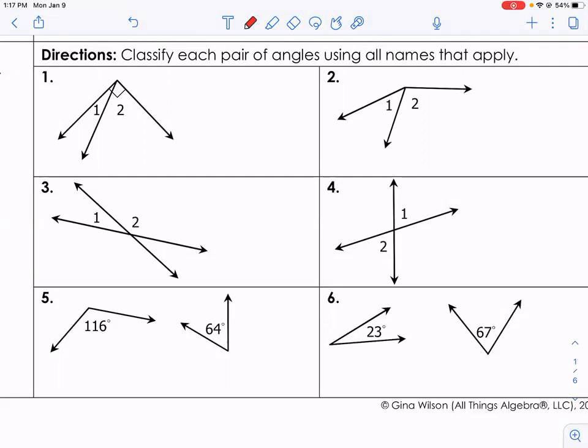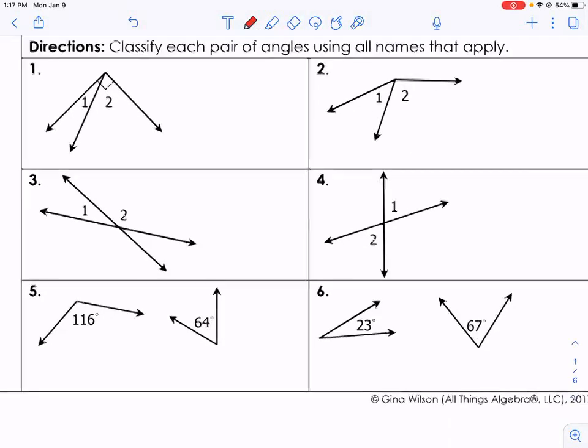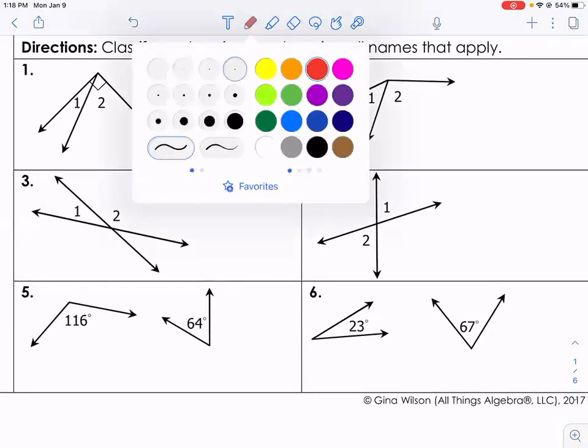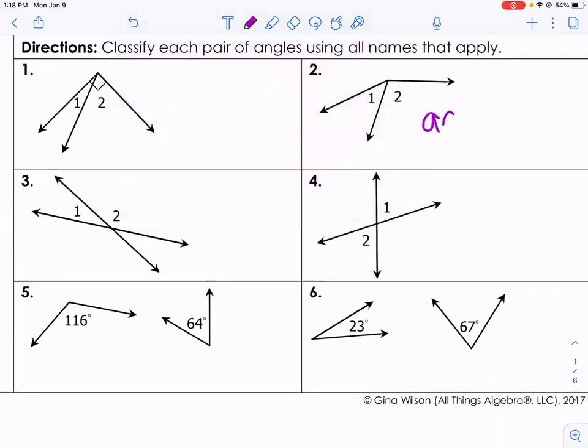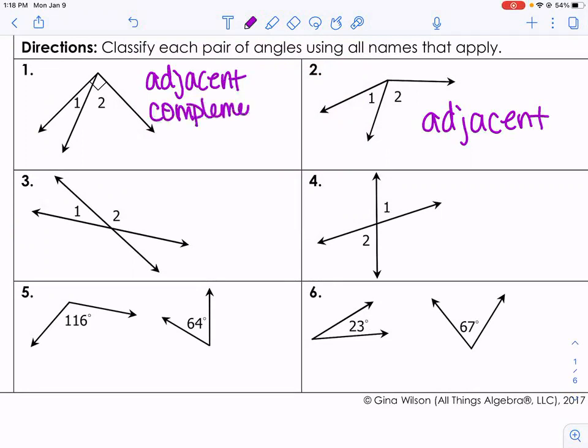All right, eyes up here. Gavin, give me one of these you want to tell us about. Number 2 is adjacent. Do you agree with this, class? Yeah, I do. Okay, Abby. Number 1 is supplementary. Excuse me, number 1, those angles are adjacent and complementary.